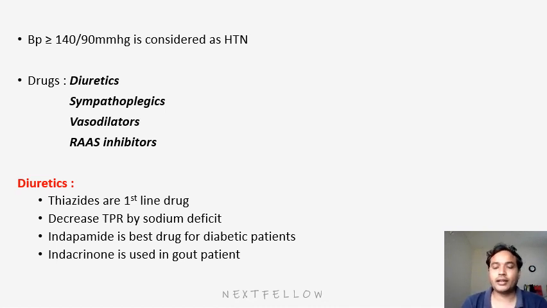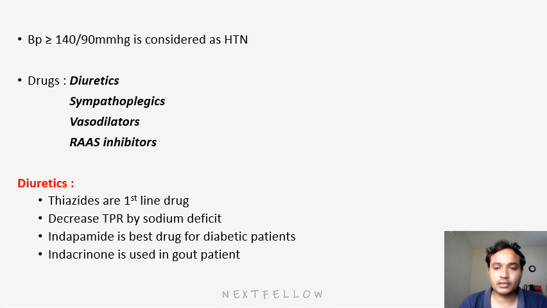So the drugs we will use in hypertension will normally be diuretics, sympathoplegic means sympatholytic drugs, vasodilators, and renin-angiotensin-aldosterone system inhibitor drugs. Normally we will call them ABCD drugs: ACE inhibitors, beta blockers, calcium channel blockers, diuretics, for practice only.